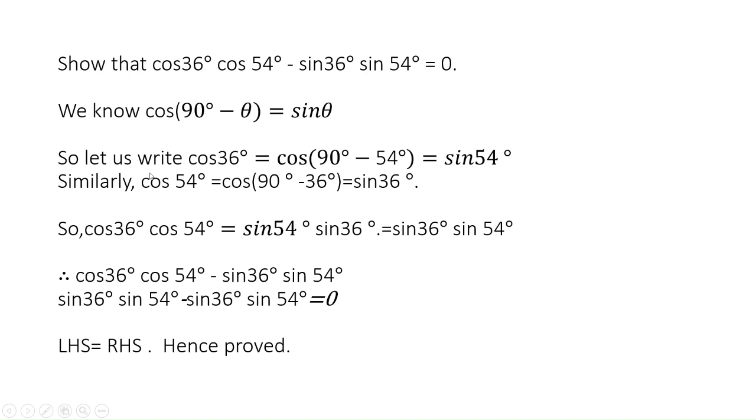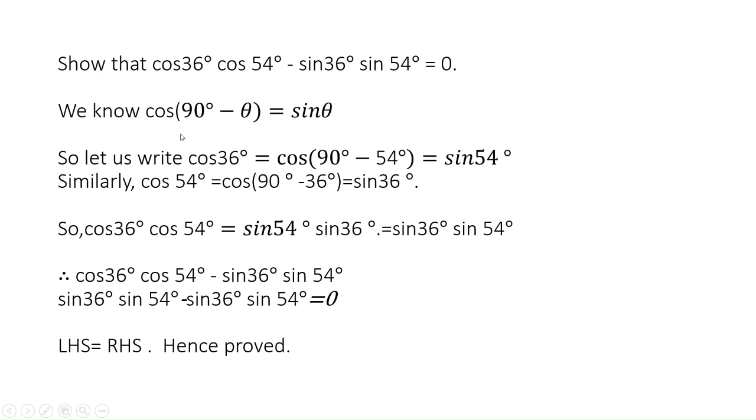And similarly, what can we write? Cos 54 as cos(90 minus 36). Cos(90 minus theta) is nothing but sin theta, so cos(90 minus 36) becomes sin 36. So cos 54 is nothing but sin 36 here.